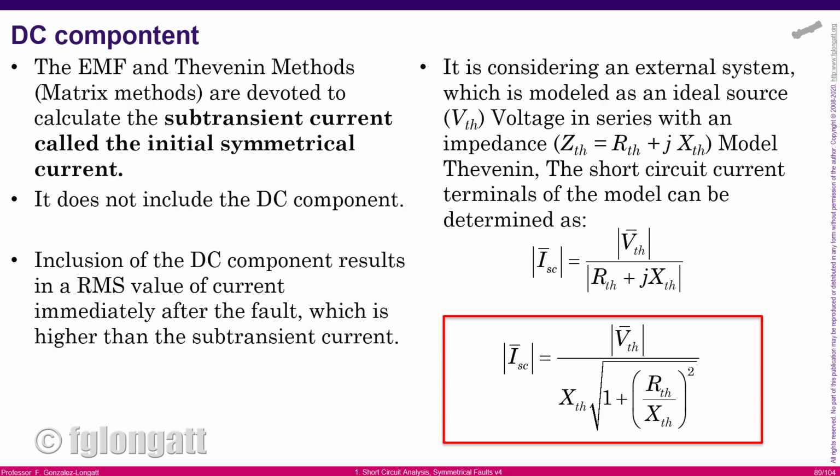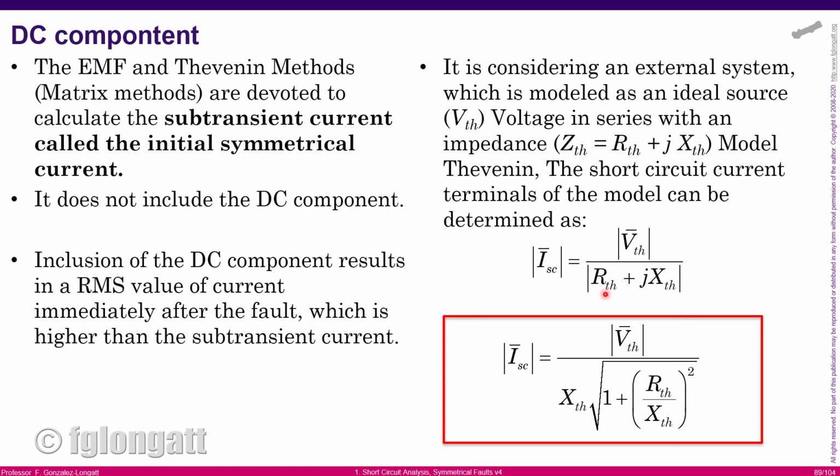When you use EMF or Thevenin methods, you are calculating the subtransient current, and that is the initial symmetrical current. However, that current does not necessarily include the DC component. What you can do is something very simple. If you obtain the short circuit current using the Thevenin method, for instance, it's simple to demonstrate that the expression for the short circuit current will be something like that.